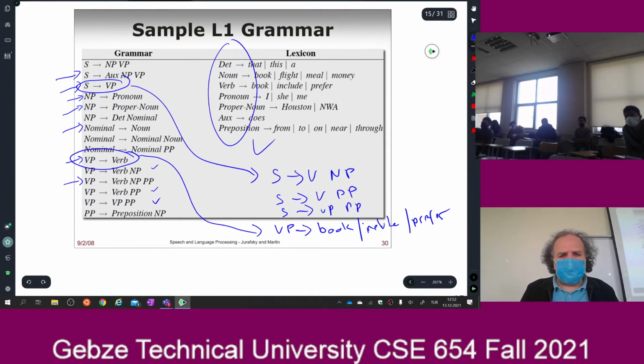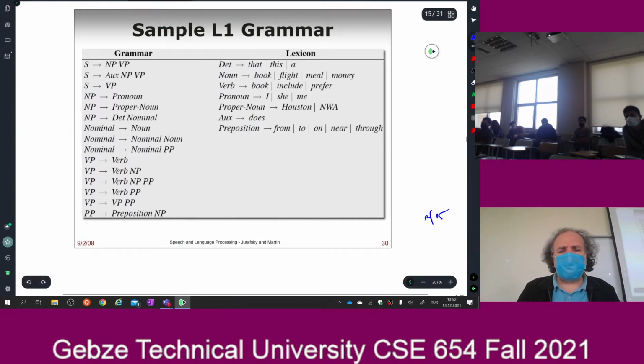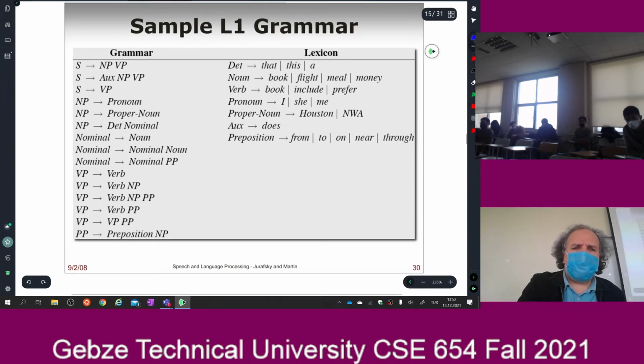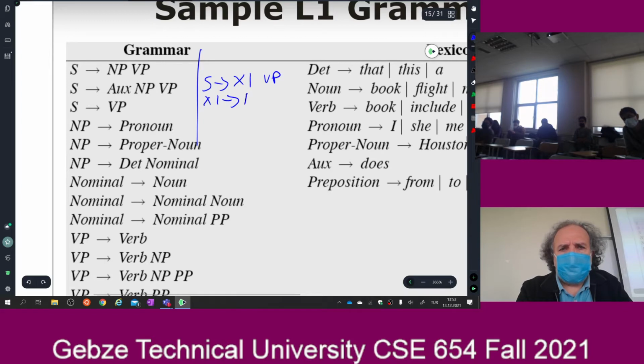Let's look at the binarization of this grammar. Let's try to do it together. Okay, this one is fine. This one is fine. This one is bad. This one is bad. So what are we going to do now? We are going to say S → X1 VP, and then X1 → auxiliary NP. I handled it. How about this one? S → VP.